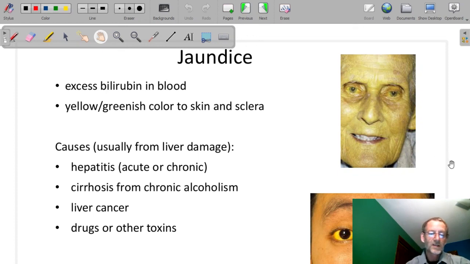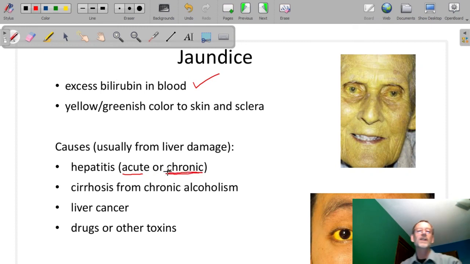So jaundice is the result of excess bilirubin in the blood. That's the definition of jaundice, is the coloring. You see yellow-greenish coloring to the skin or the sclera. Some common causes for jaundice generally involve liver compromise, liver damage, hepatitis, which is inflammation of the liver, either acute or chronic.